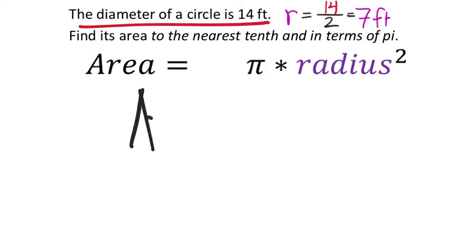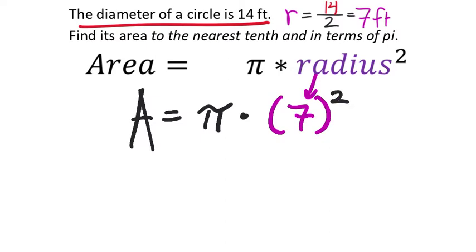This will help us to find our area, which is going to be pi, and then I'll multiply that by the radius, which we now know is 7 feet. So again, I'm going to put the 7 in parentheses just to be careful, even though I wouldn't necessarily need to because it's not a fraction. If it is a fraction, then that's when you would want the parentheses. When I put this into the calculator, it will give me the answer in terms of pi. It tells me the answer is 49 pi.